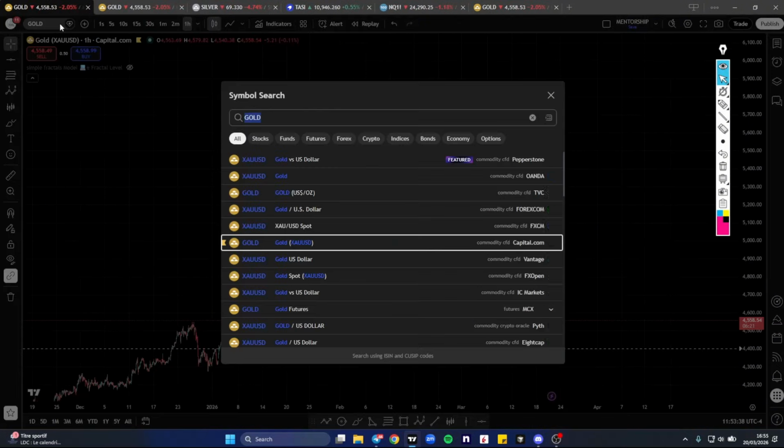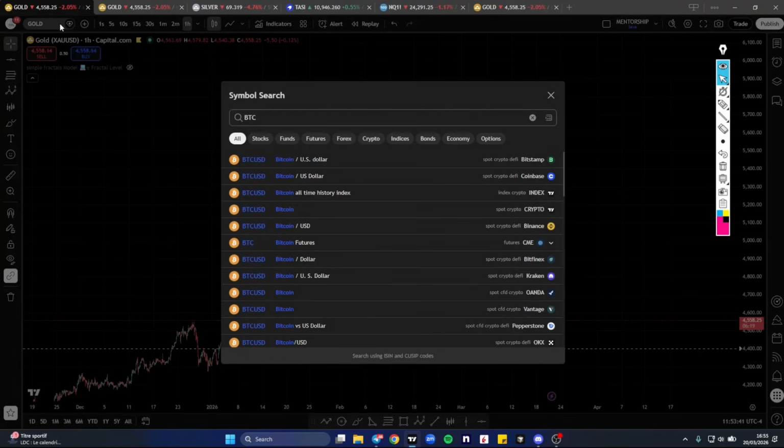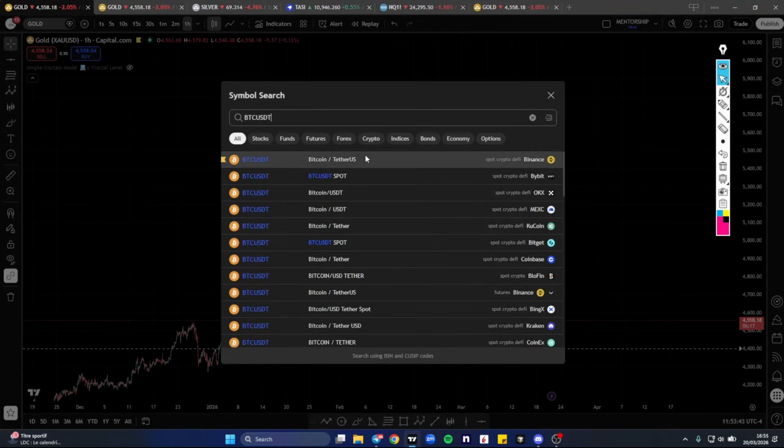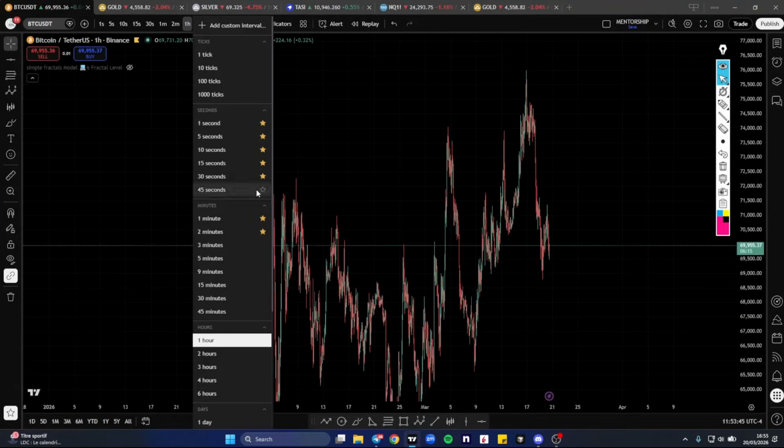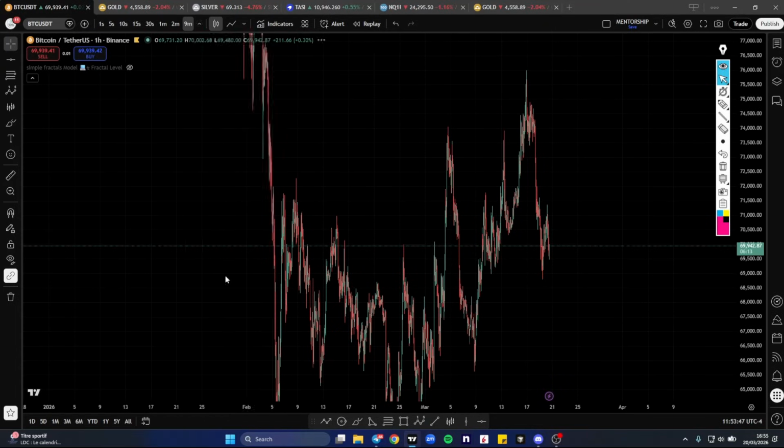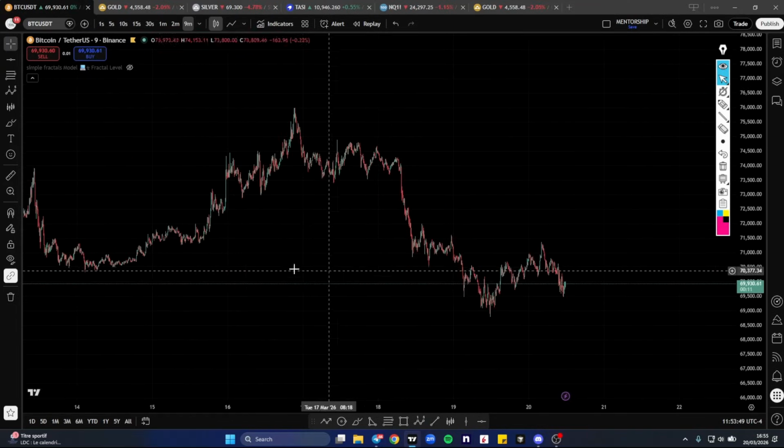Of course, we had another trade. It was on Bitcoin USDT. This one, for example, hit the stop loss. We cannot win every trade. There is no strategy that has a 100% win rate.